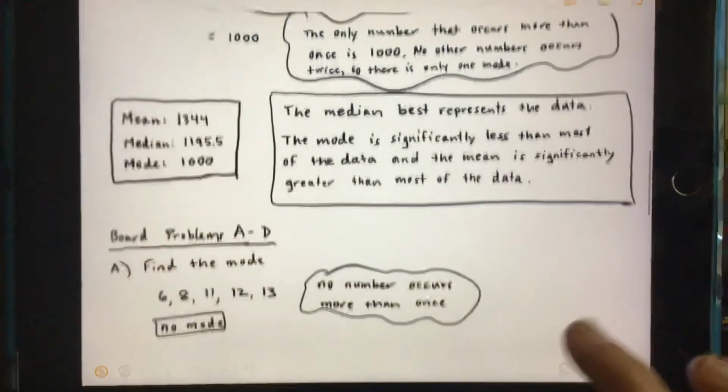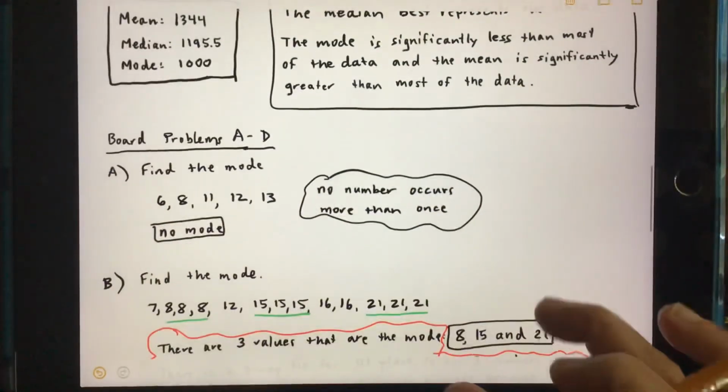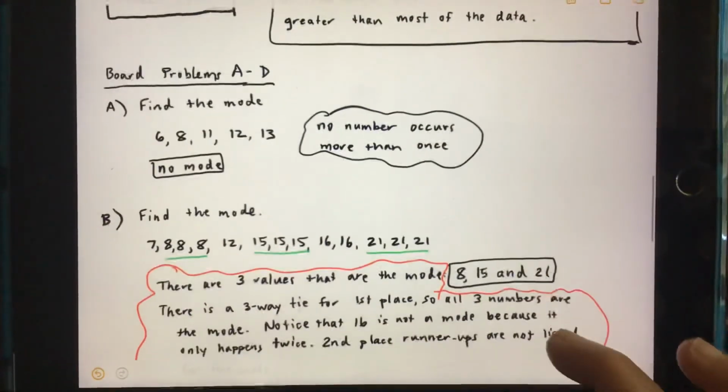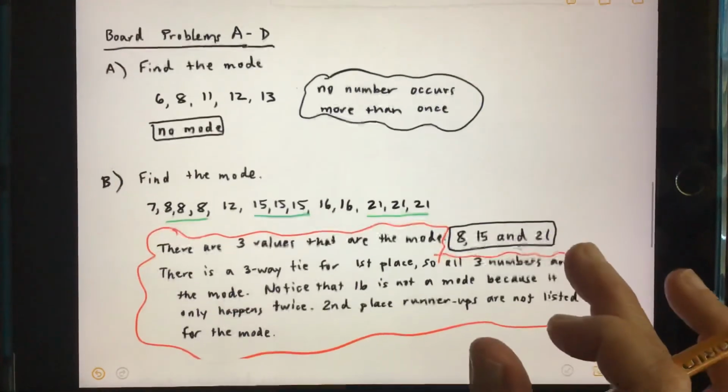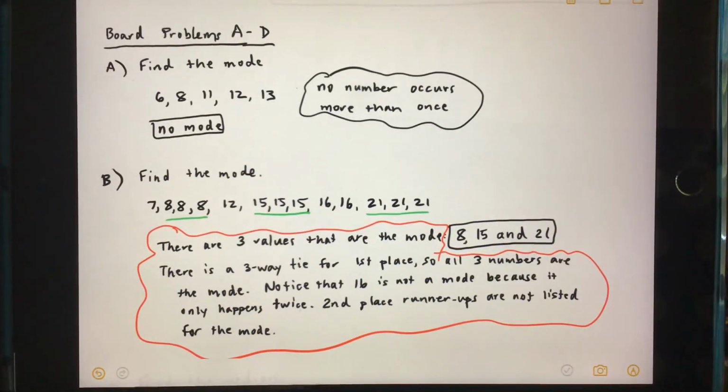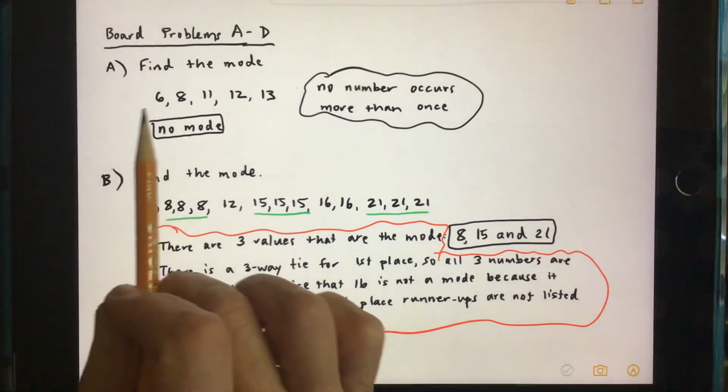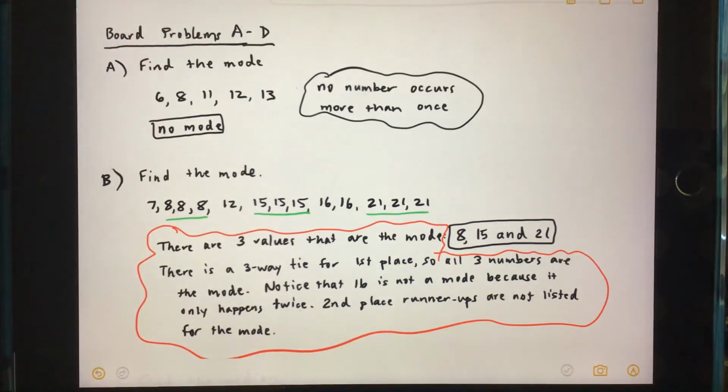All right, board problems A through D. On here, we're just going to take a look at mode and median and some of the special cases that can come up. So board problem A, find the mode. The mode is the most often occurring number, and in this data set, no value occurs more than once, so there's no mode. And remember, if I have written something in a thinking bubble, you don't have to write that on your paper. You can if you want, but it's not required.